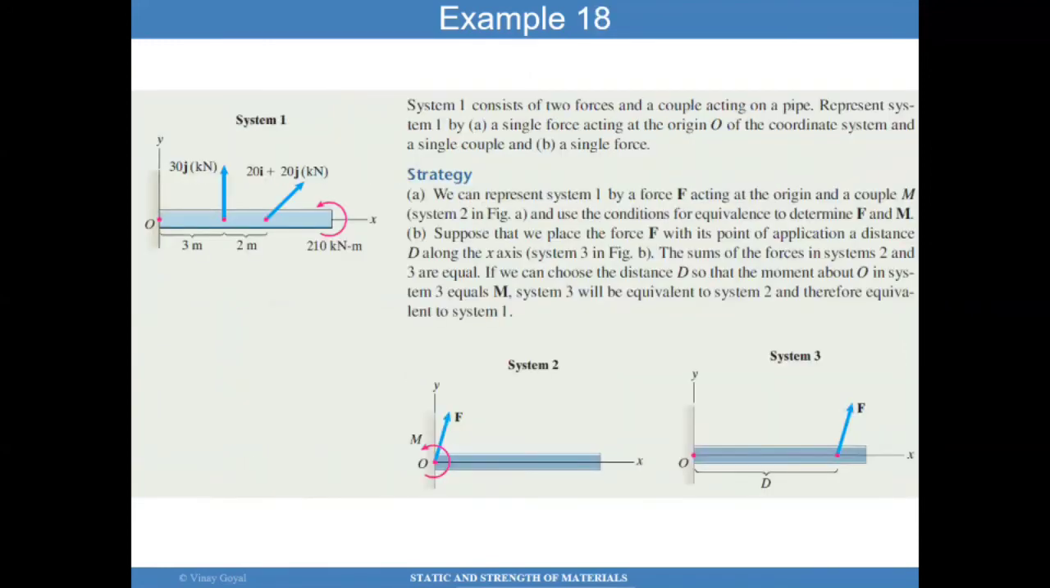Let's look at yet another example, example 18. The question here is: system 1 consists of two forces and a couple acting on a pipe. So I have this force here and this force here at an angle, and I have a couple acting on that pipe. So the question is to represent system 1 by a single force at the origin, such as this one, and a single couple. So what will that be? What force and moment will make system 2 and 1 equivalent?